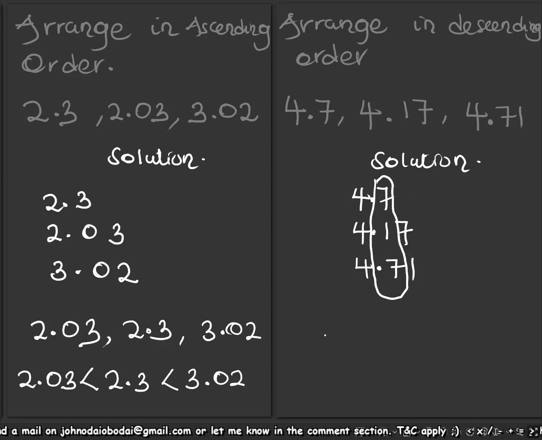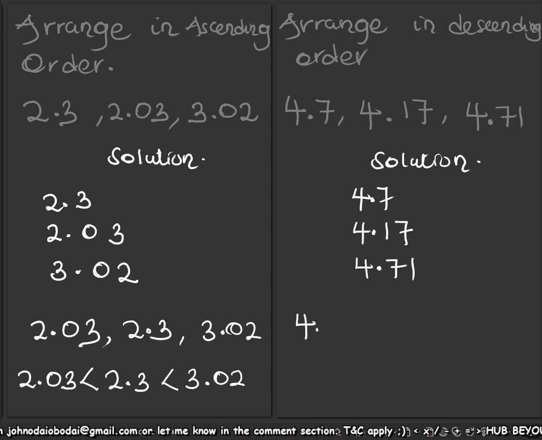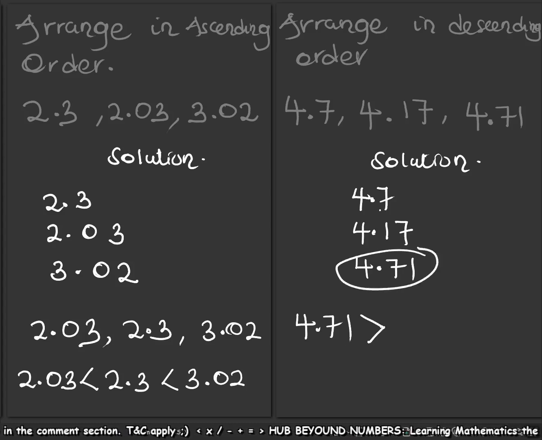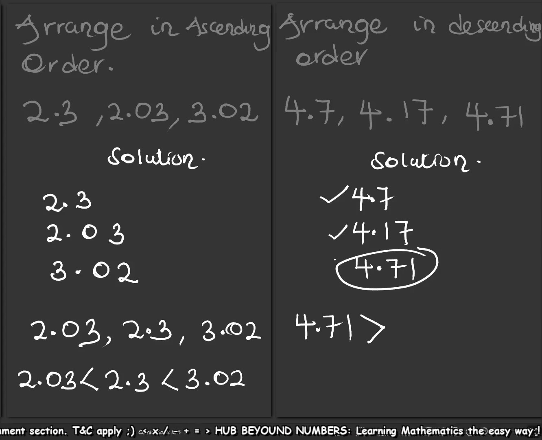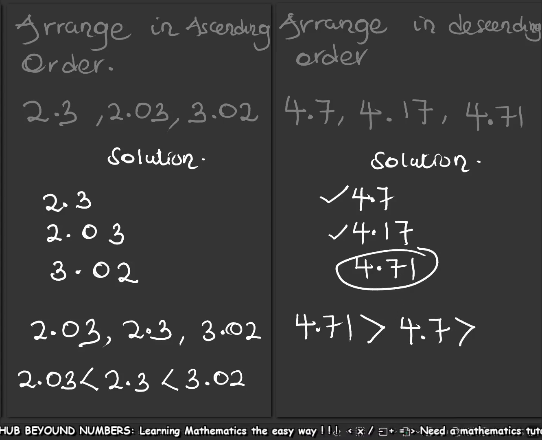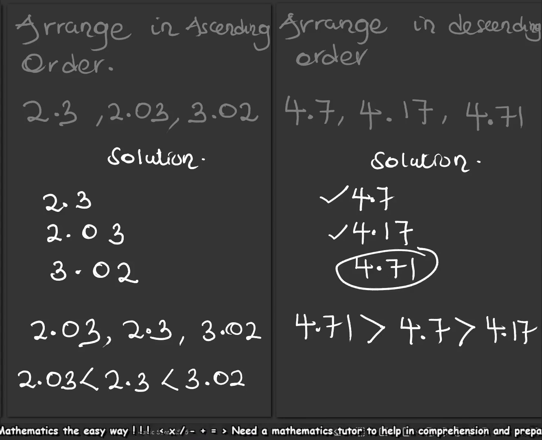So we have 4.71 being our biggest, and that is greater than our next digit. So this is out. We are now comparing this here and then this here. Now this is 4.7, whilst this is 4.1. So the 4.7 is certainly bigger. So you have our 4.7, which is greater than what? 4.17. So this is how we compare and then order decimals.